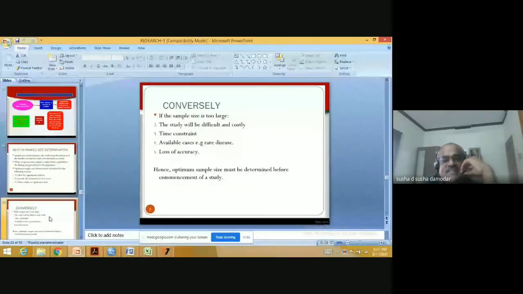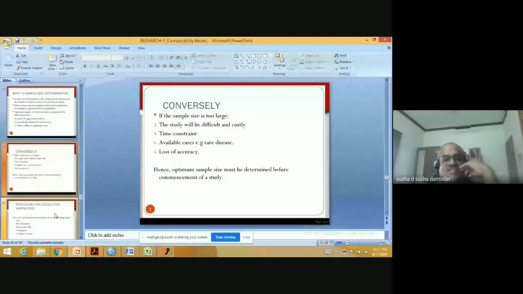And conversely, if the sample size is too large, what is the impact of a large sample size? An unnecessary sample size makes the study difficult and costly, with time constraints, limited available cases, and loss of accuracy. And these are the drawbacks of large samples.